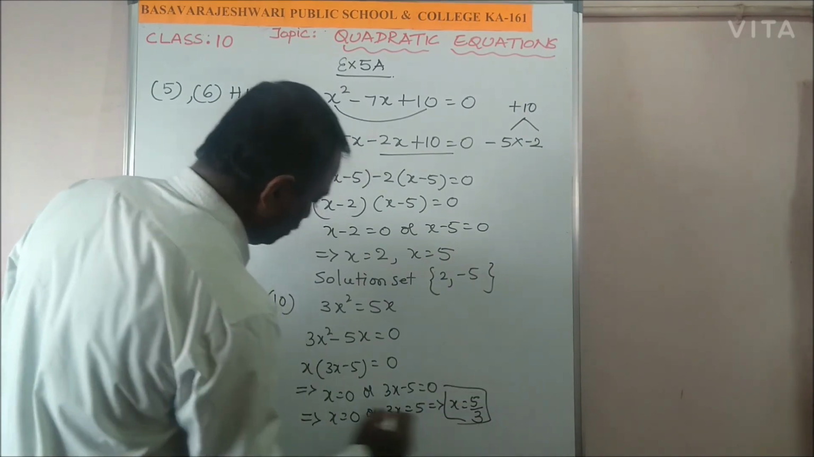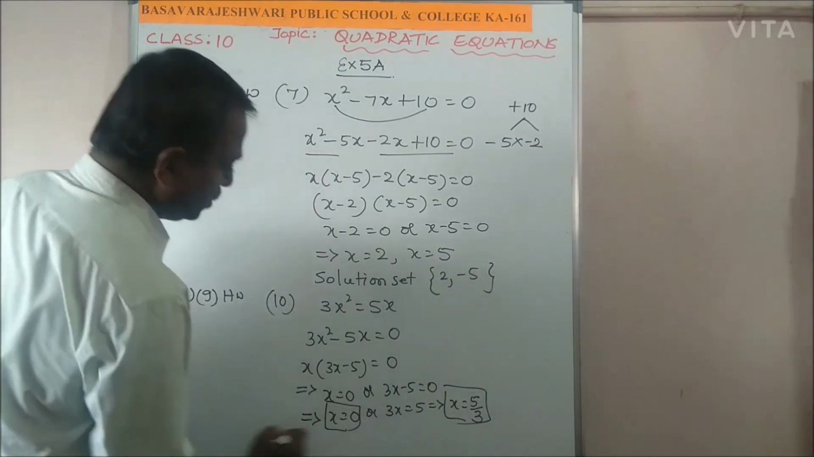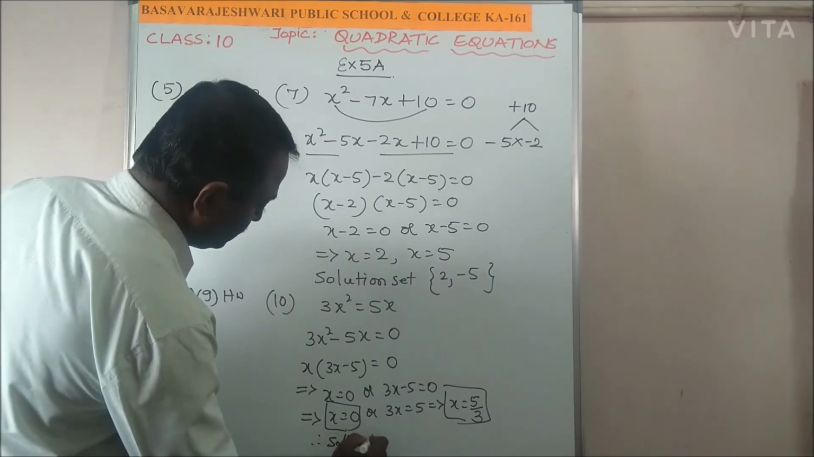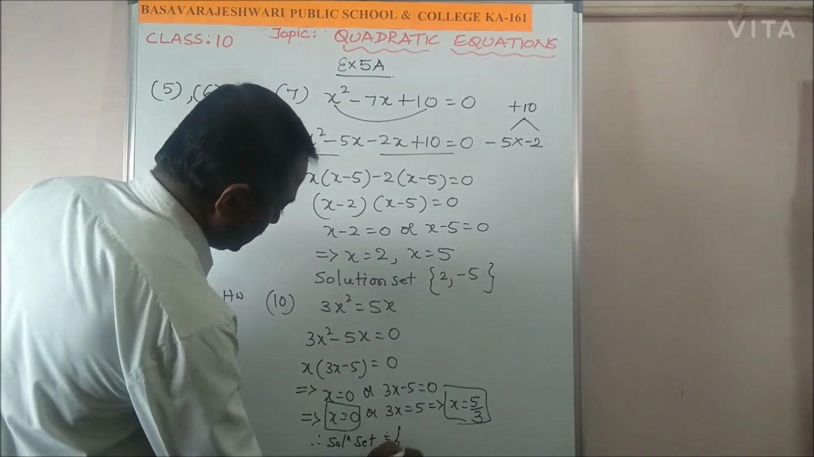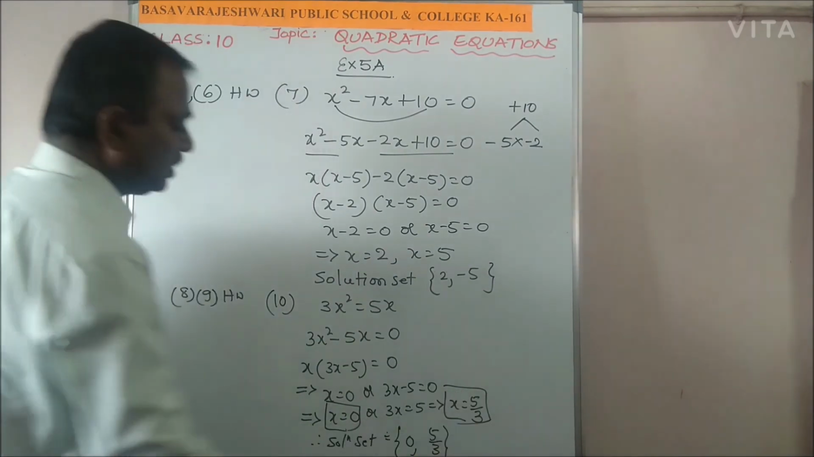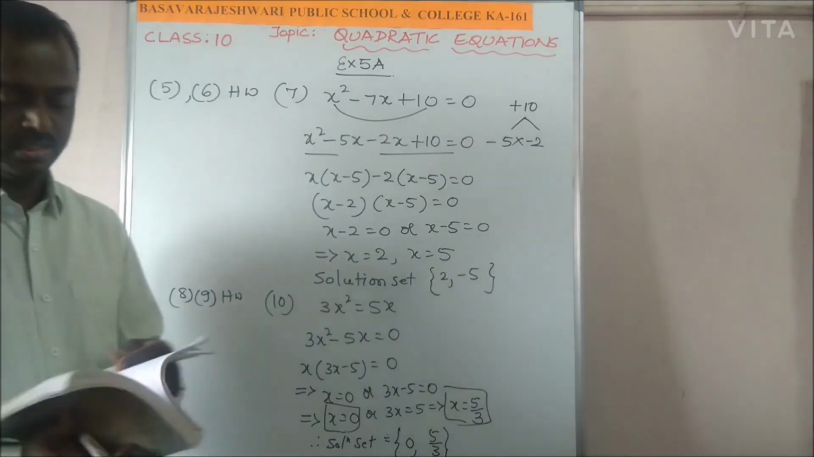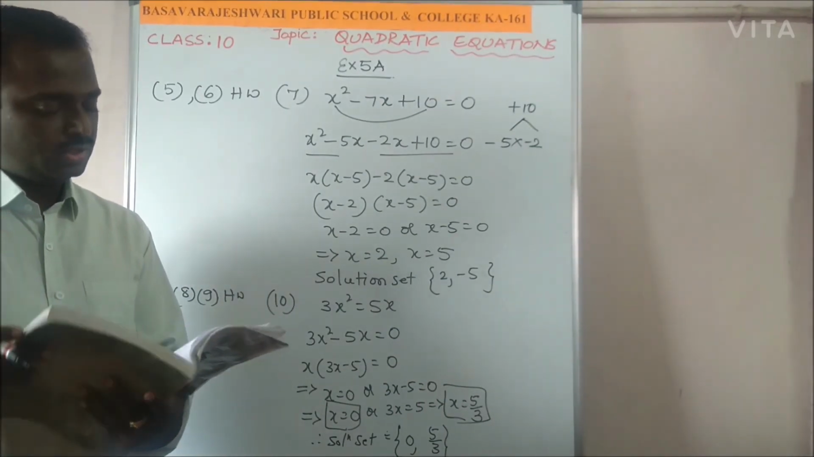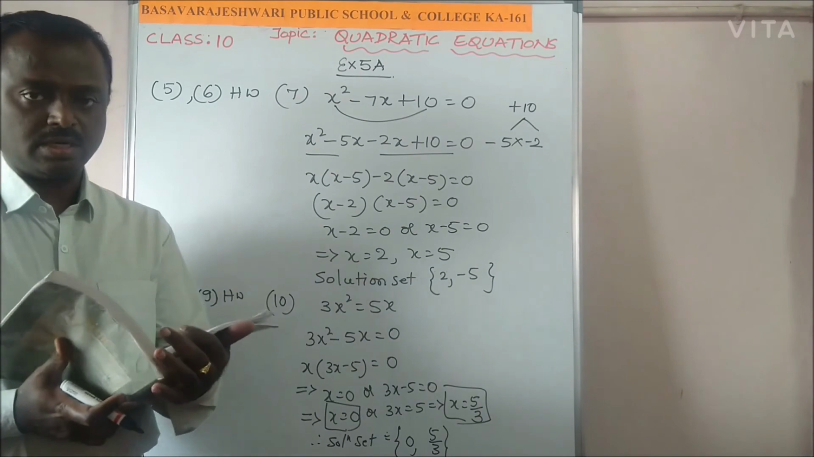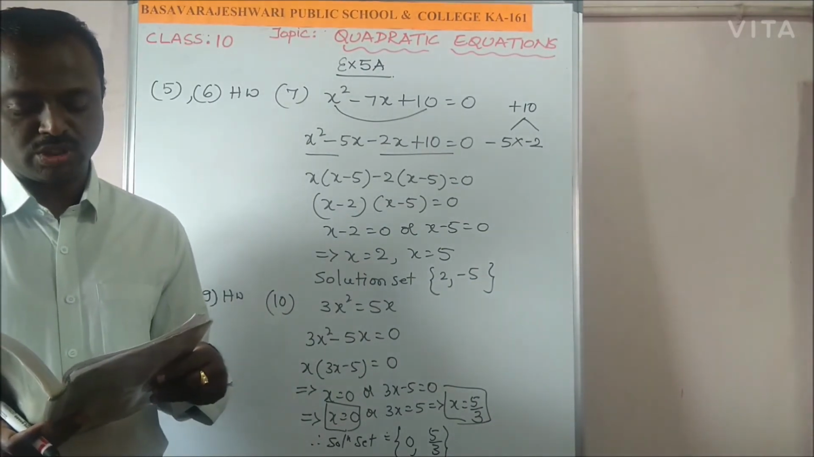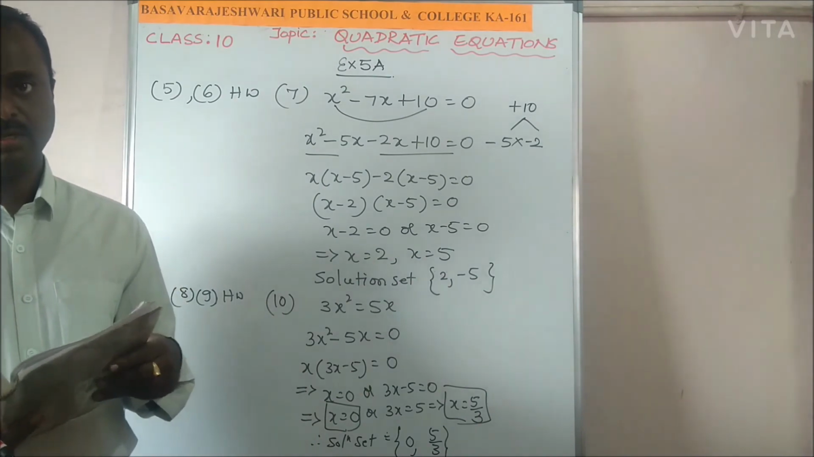So there are two solutions. Therefore, solution set is equal to 0, 5 by 3. So this is question number 10. In the next session, I will start with question number 11. Okay? Note down this.